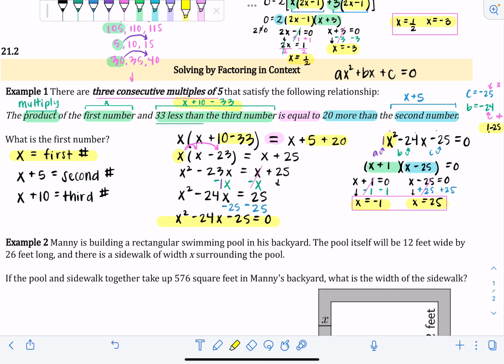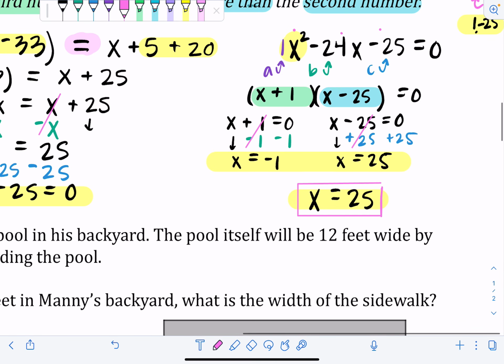Only one of our answers is a multiple of 5. Negative 1 is not a multiple of 5. So by default, x equals 25 would be our main solution, our answer for this problem. And x equals negative 1 is still a correct answer. We didn't do any work wrong to get that. It's just called an extraneous solution. I'll write that word underneath it after. Extraneous solutions happen a lot with word problems where you get 2 answers but only one can make sense. So x equals 25 is our main answer. X equals negative 1 is extraneous.